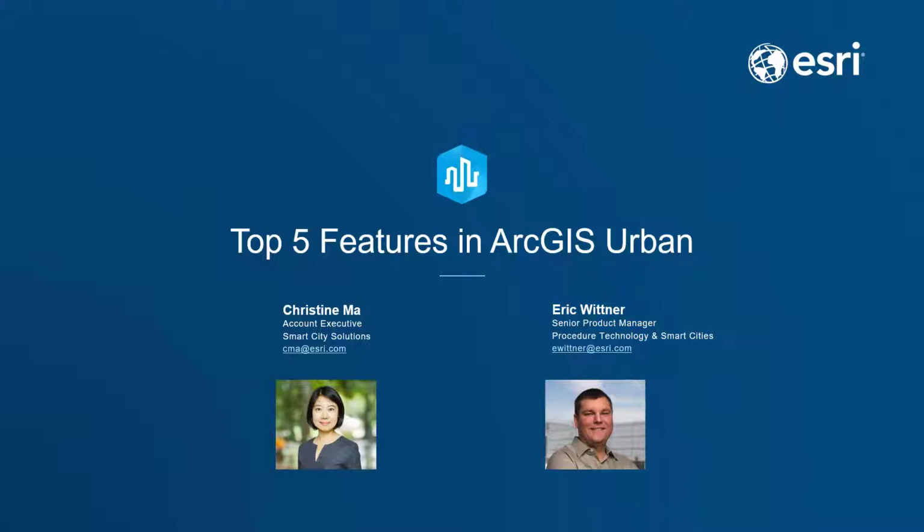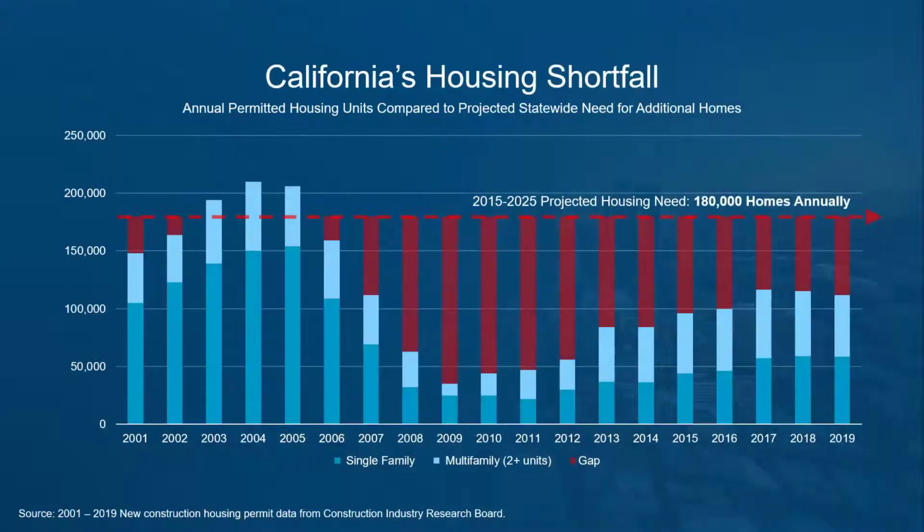But before we get into the highlights, I'd like to quickly touch on why we built a web-based planning system like ArcGIS Urban in the first place. To explain, I thought I'd start in our home state of California. Here you'll notice we are in the red, meaning over the last 10 years, we have not been able to close the gap between projected housing needs and actual permitted housing units. To a certain extent, this is an urban planning issue.